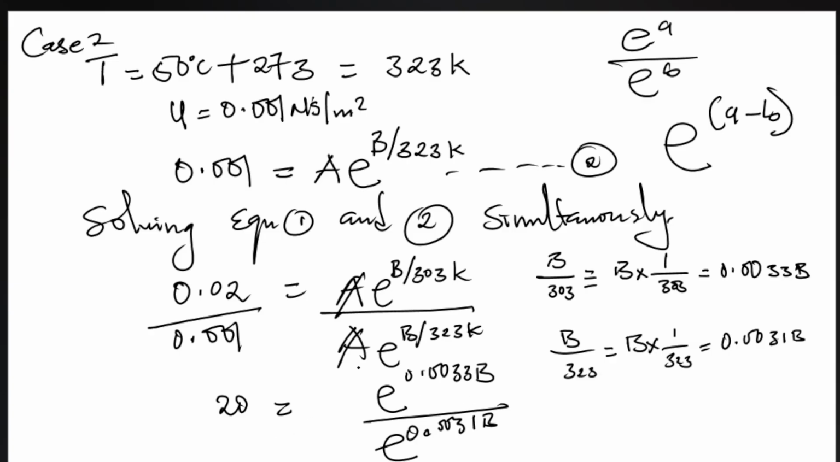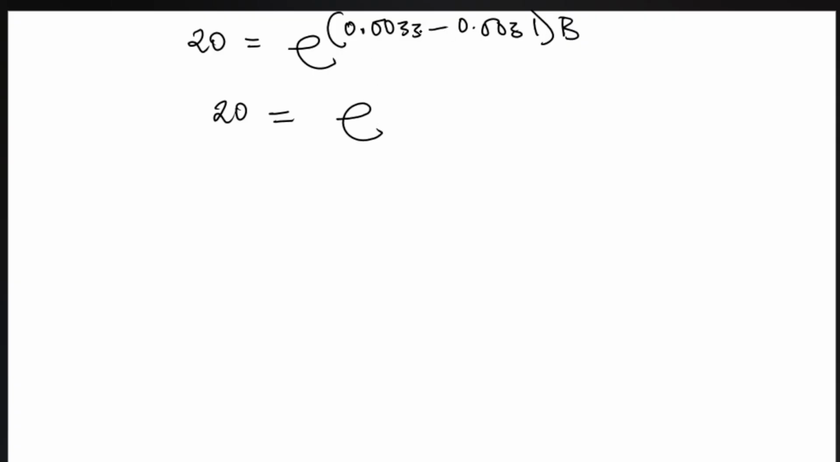So if you apply this concept here, you simply have 20 equal to exponential raised to the power of 0.0033 minus 0.0031, and this will be in b. Remember, our b is outside. Are we together? Now if you do that, 0.0033 minus 0.0031, what I have on my calculator is simply 0.0002. So this will be 20 equal to exponential 0.0002, and we have our b here.